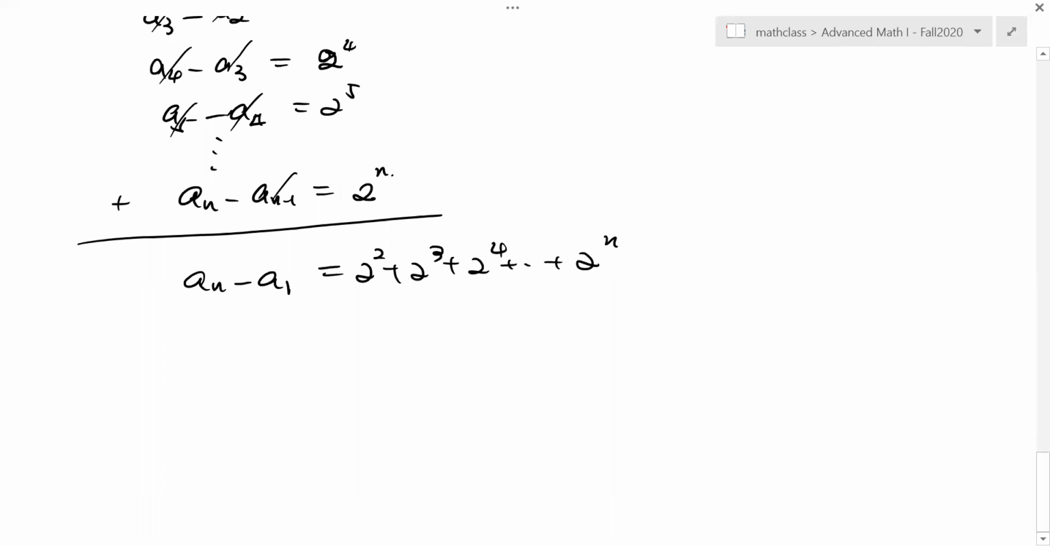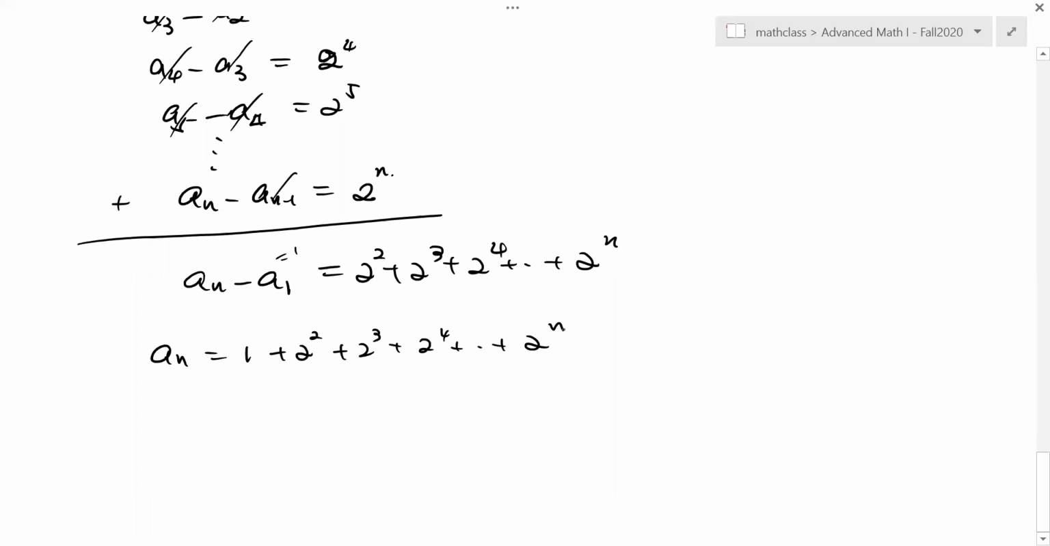And now what is A1? A1 is 1, right? We already know that A1 is 1. So that's why An is going to be 1 plus 2 squared, 2 cubed, 2 to the 4th power, and so on. So this is the nth term.